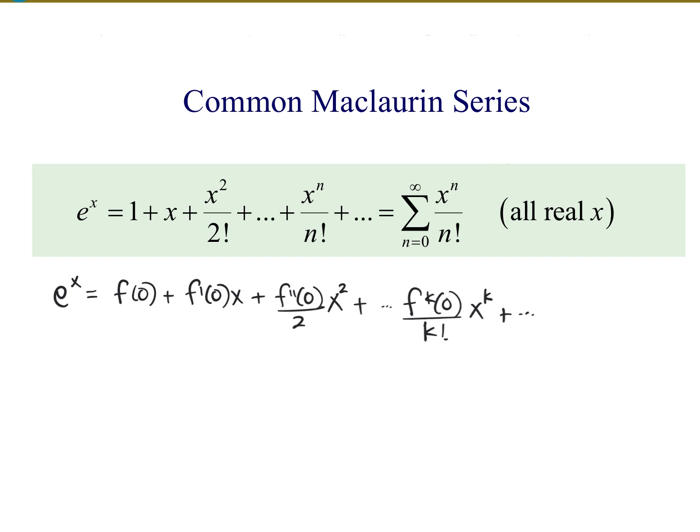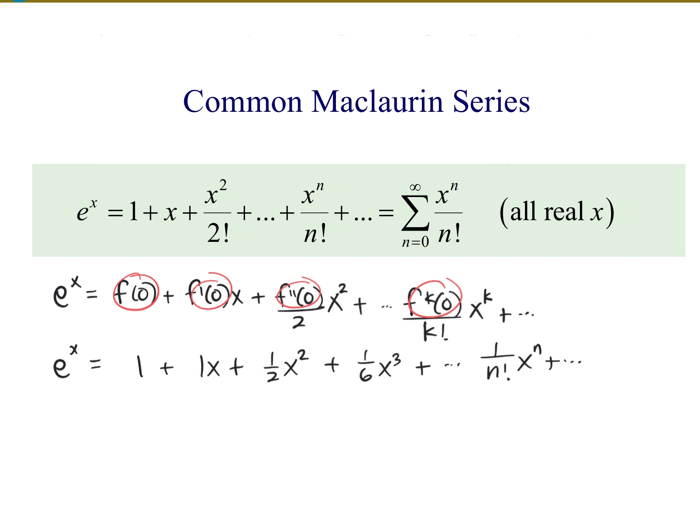Because e to the 0 is always going to be 1, that simplifies every single one of these terms to always being 1, no matter what. So that's why for e we get 1 plus 1x plus 1/2 x squared plus 1/6 x cubed plus dot, dot, dot, 1 over n factorial x to the n, and we keep going. This is always addition. We always start with the number 1, and we build it that way.